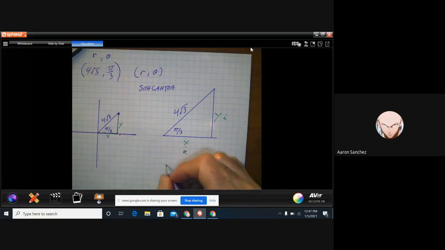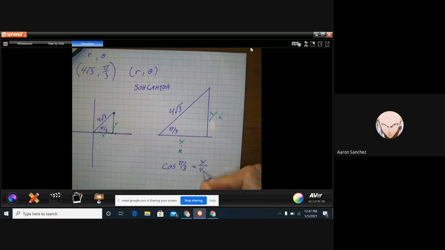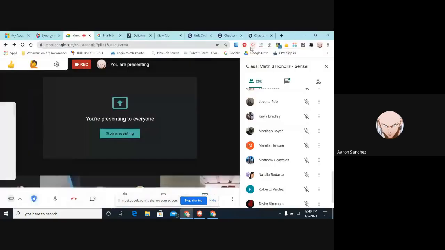Okay, so let's solve for this. We're going to say cosine of pi over 3. Remember, we put the angle there. It's in radians now. We know what radians are. Instead of degrees, we do radians. Cosine pi over 3 equals adjacent x over hypotenuse 4 root 3. Now I need to solve for x. So what do I need to do to solve for x? Just tell me what I multiply, divide, add, or subtract by.